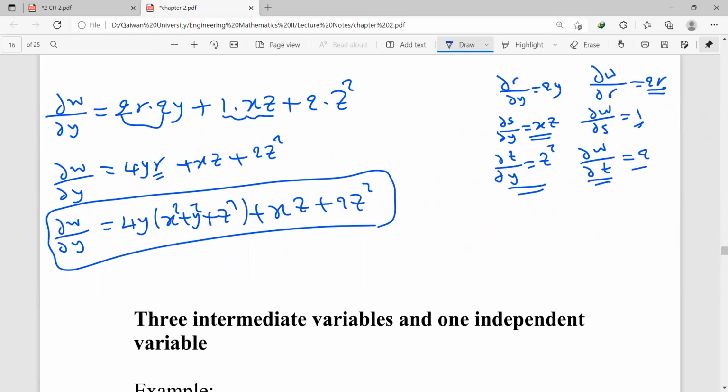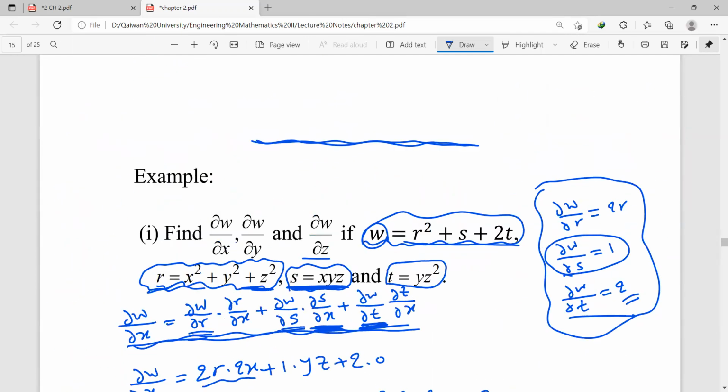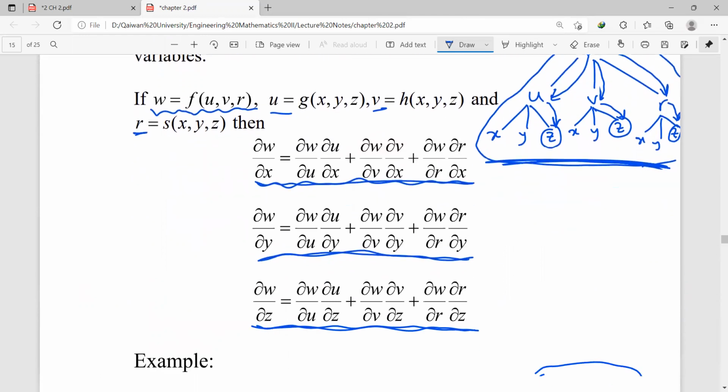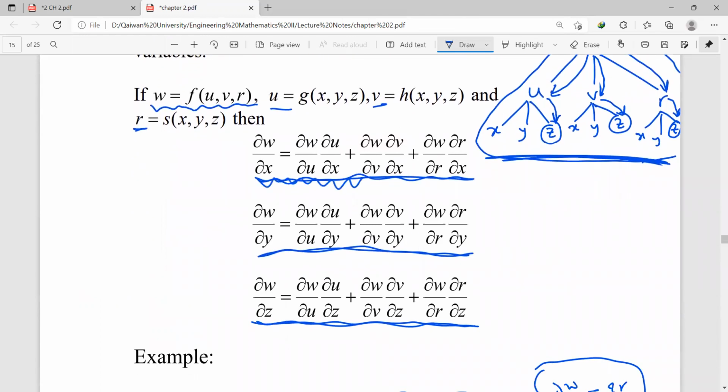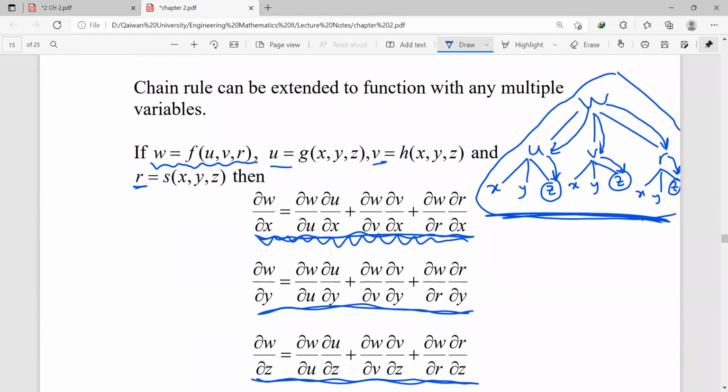How about z? We do the same. We are going to find partial w by partial r, partial w by partial s, and by t. Then also we are going to find the partial derivative of r, s, and t with respect to z, and then write down the solution. The most important thing here is to know how to write down these rules. Do not memorize them. If you understand from this tree, that's all you need.